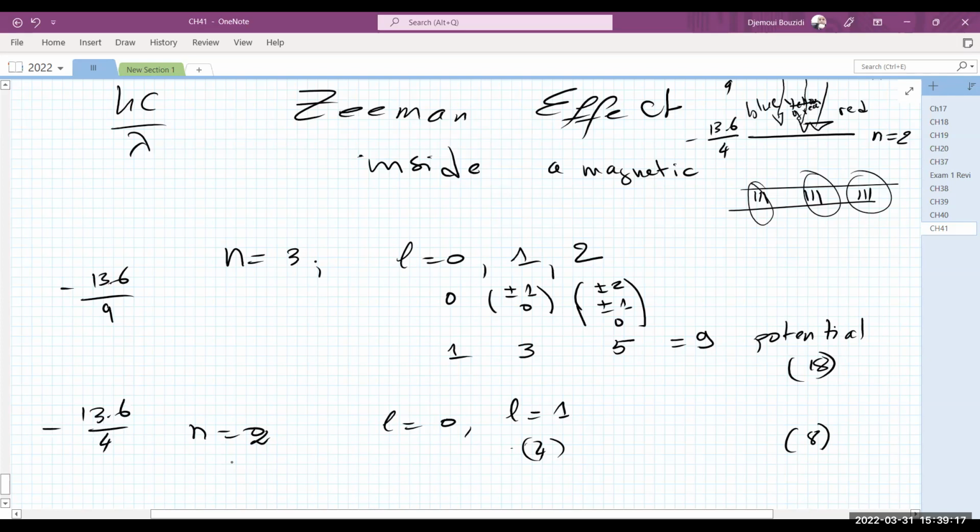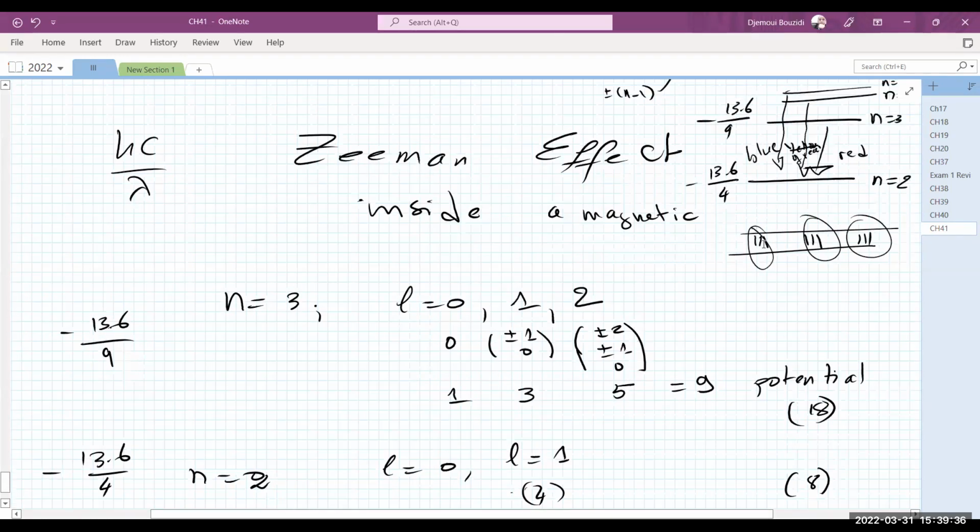Okay, so it seems similar to what happened in our box earlier of dimensions L. When we removed the symmetry in it, then we lost the degeneracy. Then the energy levels became different. So it seems like in this situation, there was a degeneracy here, but somehow it was lifted. It was removed in the presence of the magnetic field.